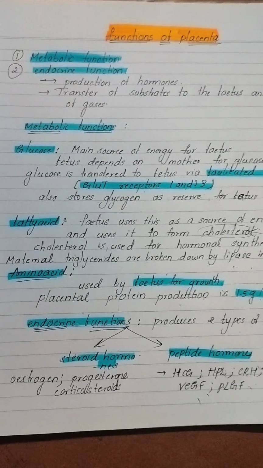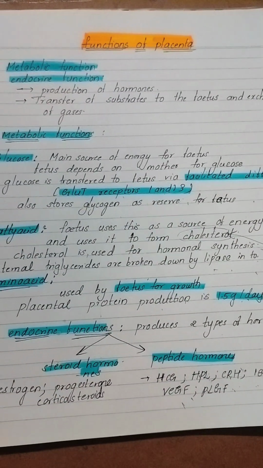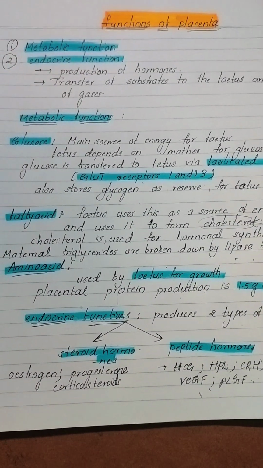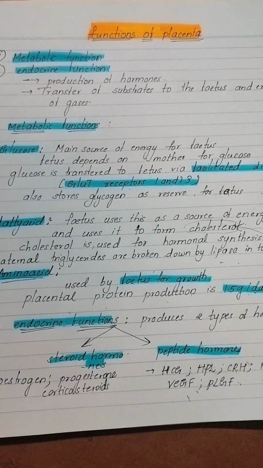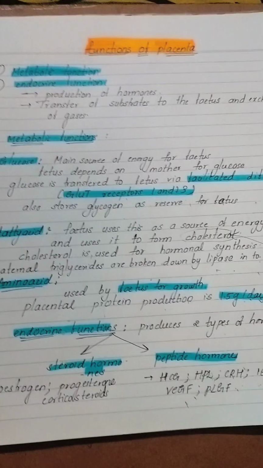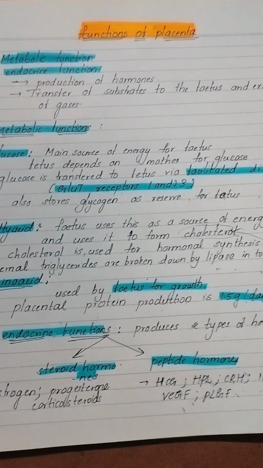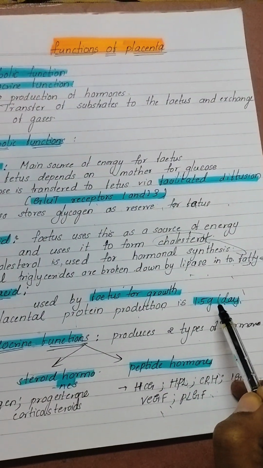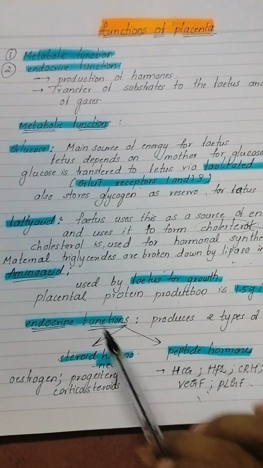Next, amino acids. What happens is the placenta synthesizes proteins. We all know that amino acids and proteins are useful for growth, even in us, and in the fetus. So it is useful for the growth of the fetus. And how much protein does the placenta produce? It is 1.5 grams per day. This is very important, guys.